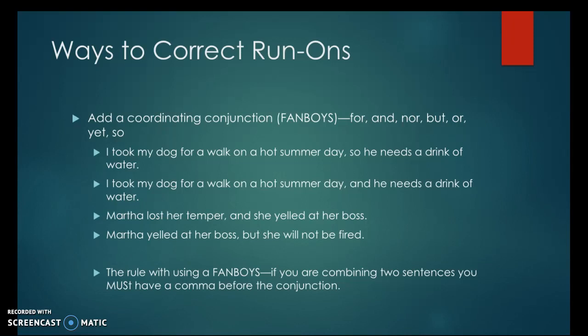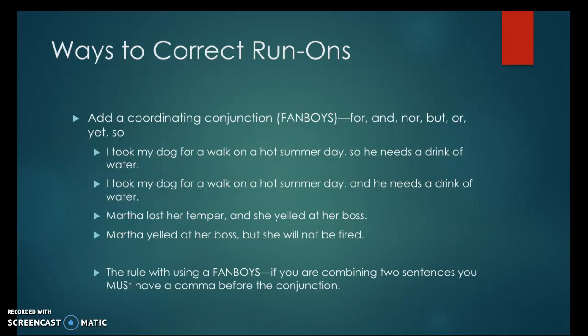They show a transition. The next sentence, I took my dog for a walk on a hot summer day, comma, and he needs a drink of water. The rule with the FANBOY is that if we have a sentence on both sides of the comma and the FANBOY, then that's correct. So it's sentence, comma, FANBOY, sentence.